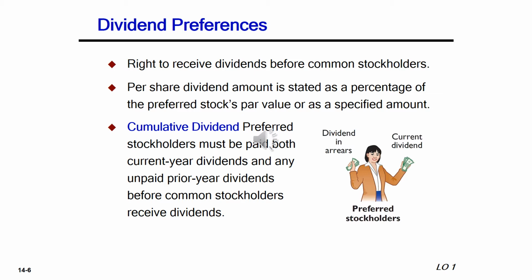And the preferred stockholders must also be paid both the current year dividends and any unpaid prior year dividends before common stockholders receive any dividends. So the leftover after satisfying the conditions of the preferred stockholders agreements and paying the dividends for the preferred stockholders, if there is any amount left over, then that amount is going to be distributed to the common shareholders.